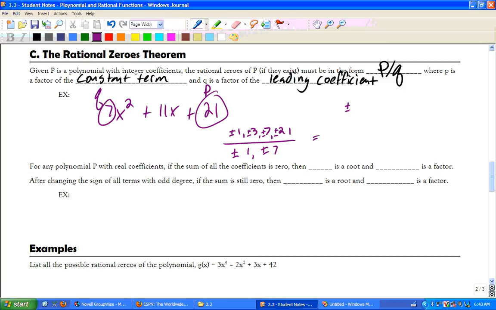So this would leave us with positive or negative 1 over 1, positive or negative 1 over 7, positive or negative 3 over 1, positive or negative 3 over 7, positive or negative 7 over 7, positive or negative 7 over 1, positive or negative 21 over 1, positive or negative 21 over 7. A lot of these already simplify and you don't need to worry about them. So for example, 1 over 1, 7 over 7, that just gives you plus or minus 1.